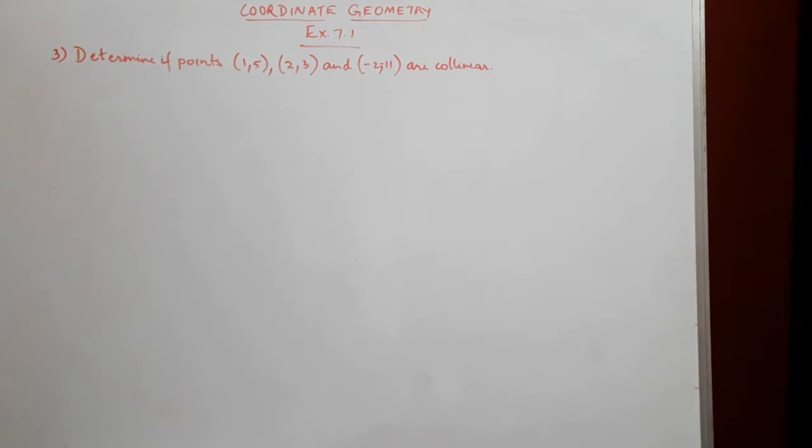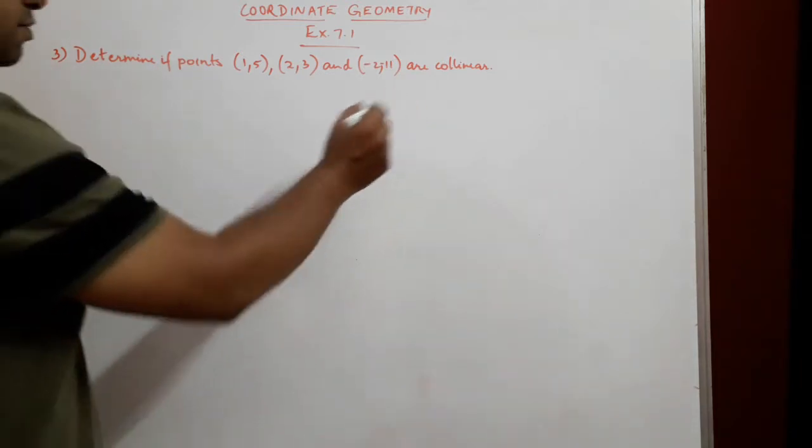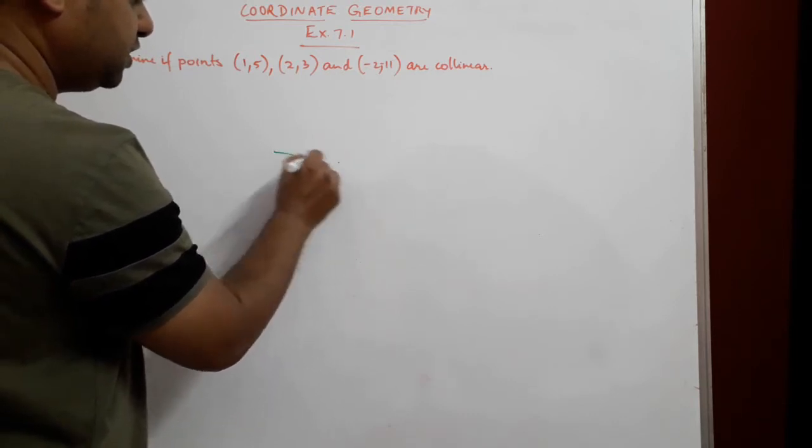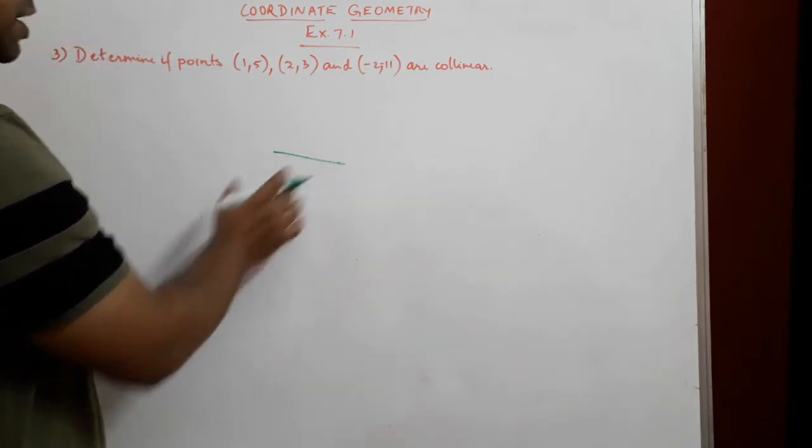The next question, question 3, says: determine if points (1, 5), (2, 3) and (minus 2, minus 11) are collinear. The word collinear means that if there are 3 points, they should be in line with each other. They fall on a particular line.